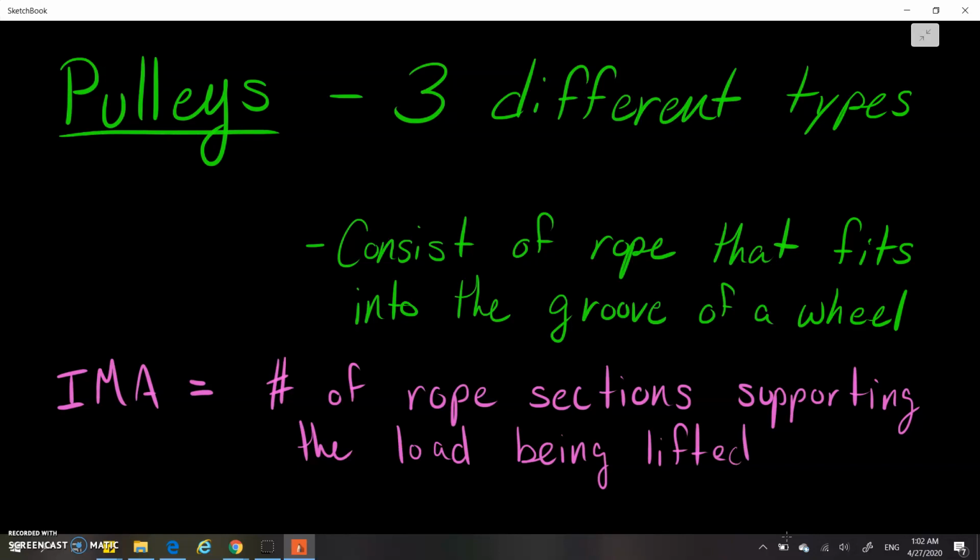I'm trying to read examples from the textbook so that I'm telling you everything properly. Let's take a look at what each of these looks like. The key thing with all the pulleys is that it's a rope and the groove of a wheel, which I did my best to draw, and that the ideal mechanical advantage is the number of rope sections supporting the load being lifted. So let's take a look at the first one.